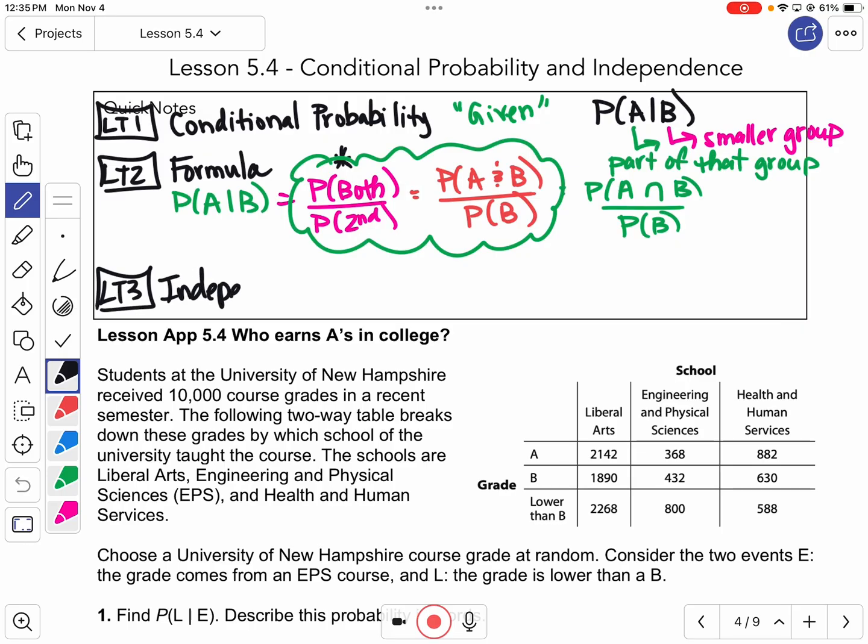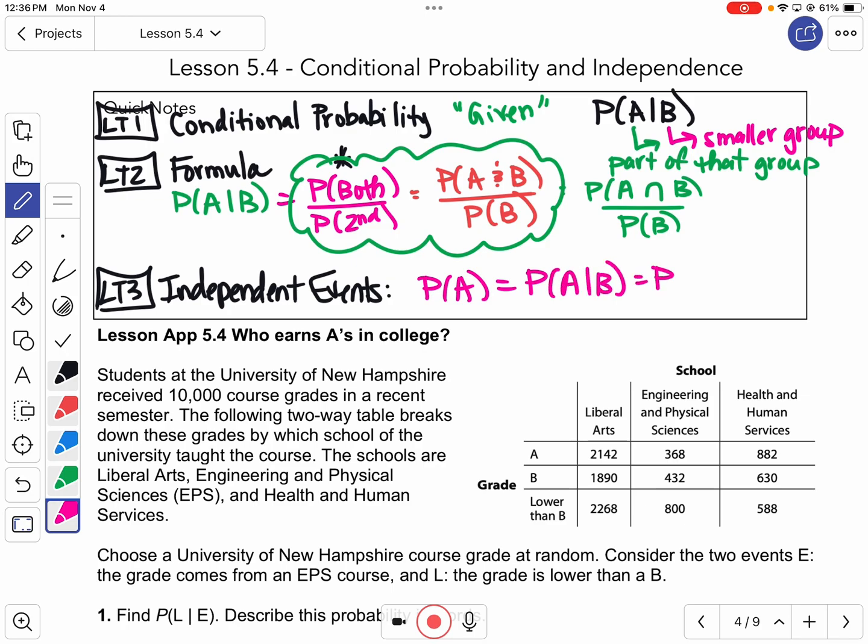So for independent events, we have to check 3 probabilities, and they have to all be equal. The probability of A has to equal the probability of A given B, which has to equal the probability of A given not B. So we do all 3 probabilities. If they're all 3 equal, then they are independent. It's just the quickest way to check.